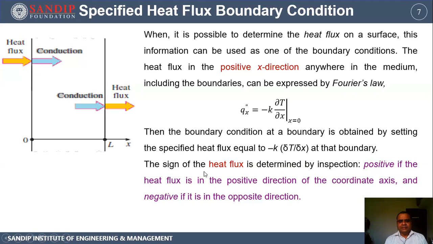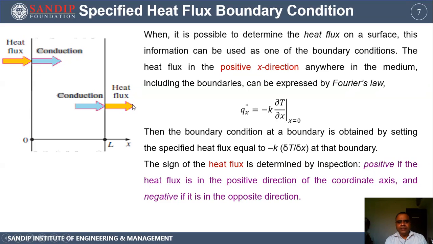The sign of this heat flux is determined by inspection. Now, what is that? The direction sign of the heat flux. This heat flux is taken as positive if the heat flux is in the positive direction of the coordinate axis. It means if the heat flux, whatever is specified, is in the positive direction. In this case, both these heat fluxes are in the positive direction. As they are in the positive direction, we take this heat flux as positive, and we equate it to minus k del T by del x.